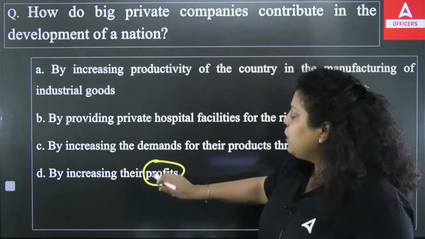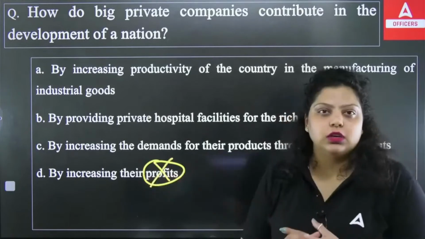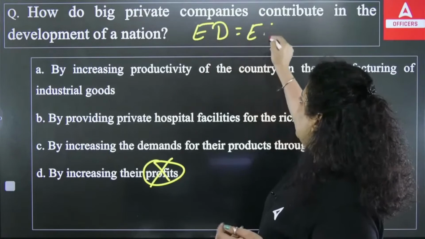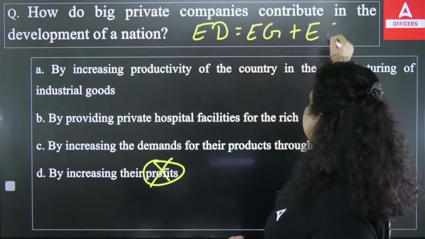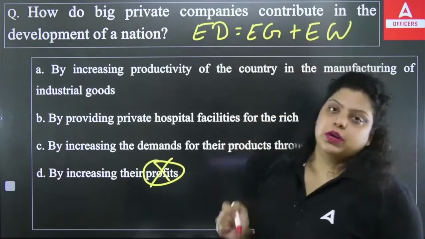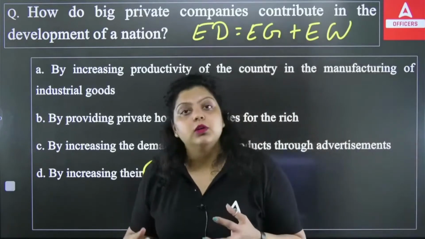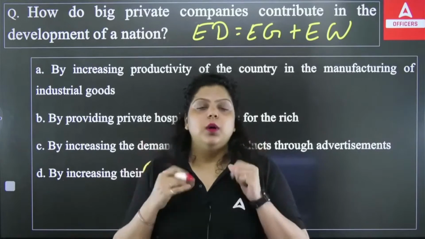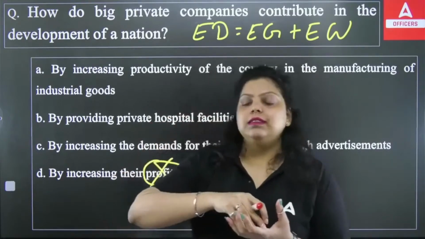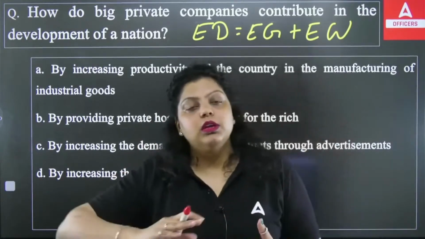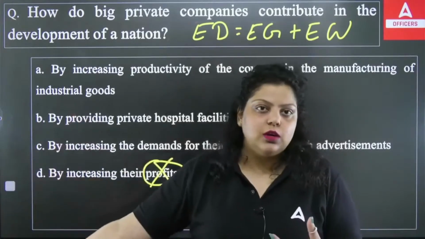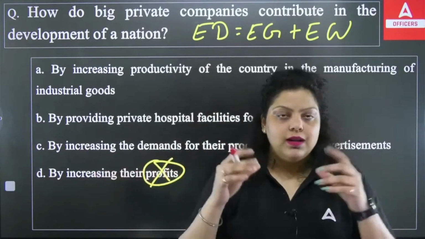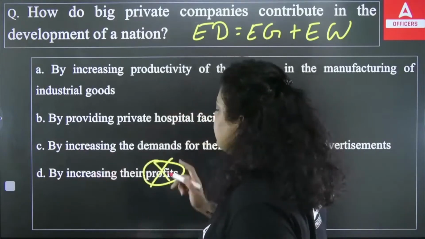Obviously not. Now, what is the meaning of development of a nation? Economic development of any country relates to economic growth plus economic welfare. Economic growth means increase in production. When the national output, the production of economic goods and services, increases, that is economic growth. Because of this growth, if we face positive changes in the economy, that gives us economic welfare, and together they create economic development. So it can't be option D.